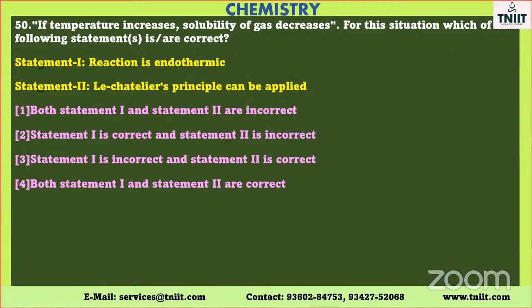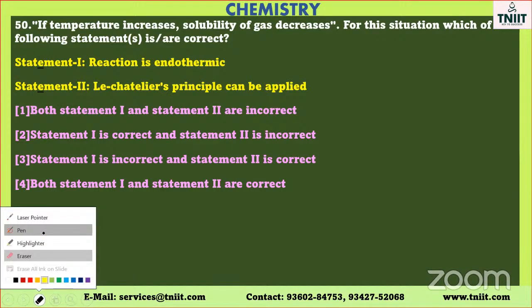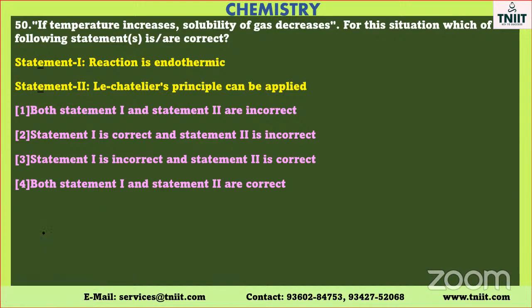Now coming to the other concepts here, relation between standard free energy change and equilibrium constant. You should remember this formula. Delta G naught is equal to minus 2.303 RT log to the base 10 of K. Or we can write this as minus RT natural log of K. Natural log is nothing but log to the base e. This formula you should remember.